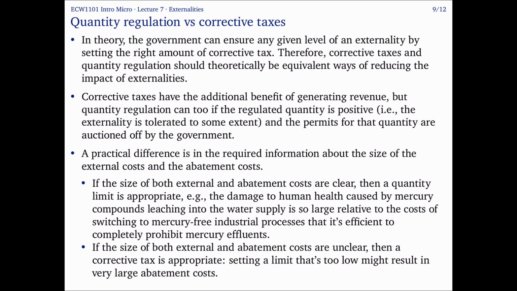Of course, there is the other issue, which is that a tax generates revenue, whereas quantity regulation generally doesn't. But if the quantity is set to a positive level and there are permits, the government can also generate revenue by selling the permits at an auction, let's say. So that's a possibility. But the key distinction between corrective taxes and quantity regulation is information, right? So it depends what you know. It depends what it is that is very clear in the government's mind.